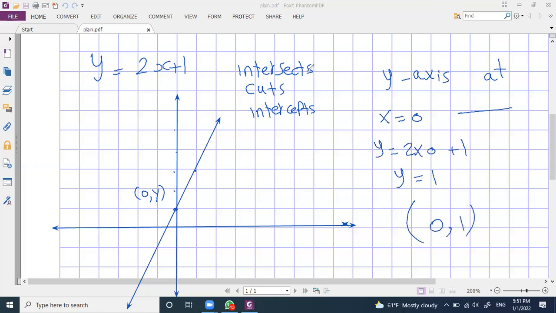Did you get it? All of you, did you get it? Put x equals 0 in the line, in the equation. When we put x equals 0, you will find that y equals what?